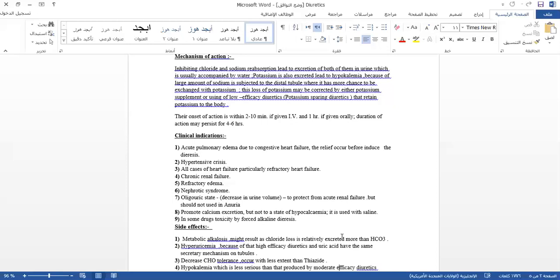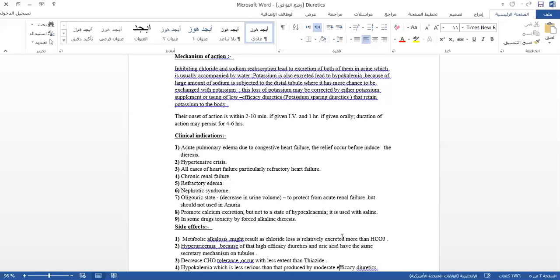Adverse effects of high efficacy diuretics. Number one, metabolic alkalosis. Why does it occur? Because chloride is excreted relatively more than bicarbonate, so the loss of chloride more than bicarbonate makes the blood alkaline.